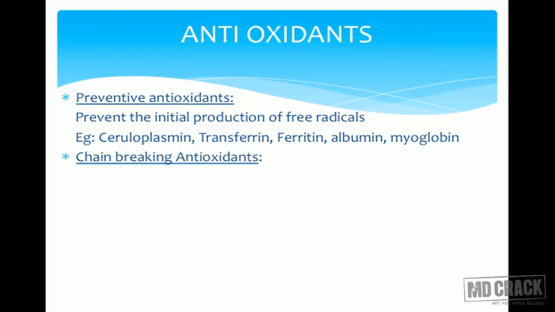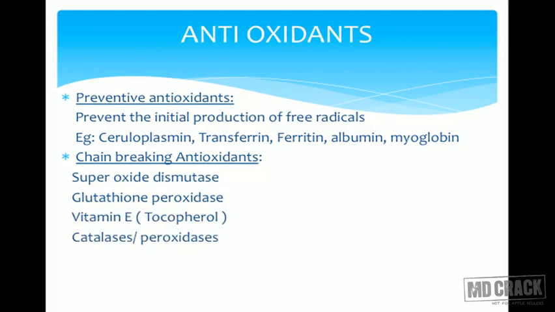So let us look at the chain breaking antioxidants. They prevent the propagation of the free radical. Remember, one free radical forms another, which will form another. So this chain which is continuing is broken down by certain antioxidants. These include superoxide dismutase, glutathione peroxidase, vitamin E, catalase, and peroxidases. I'll talk about all this in detail.